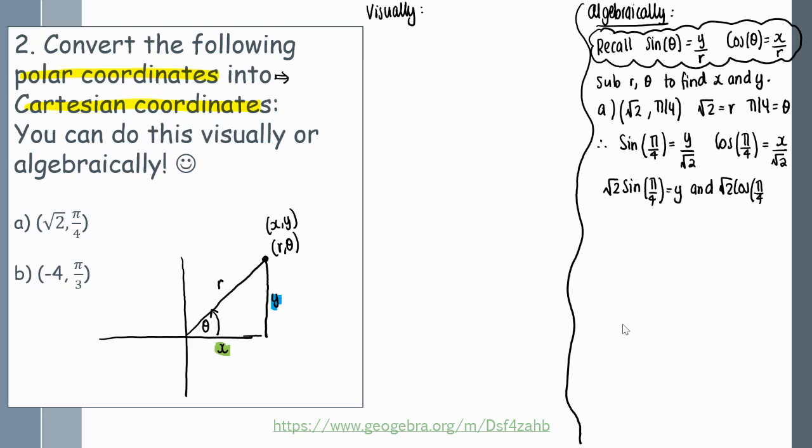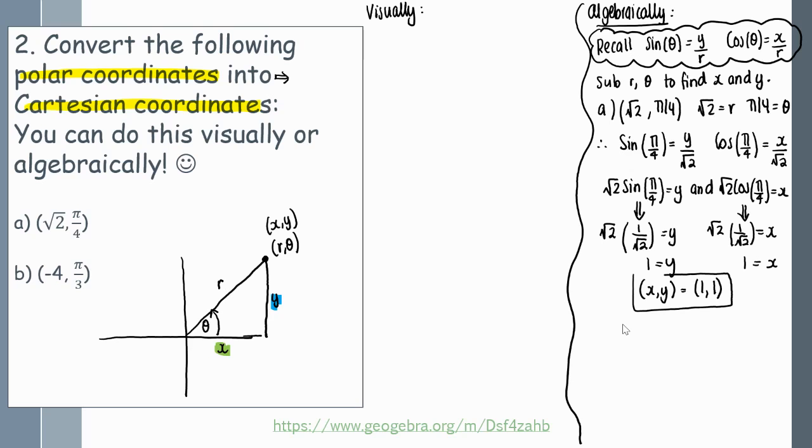So times the root 2 up, and for y we'll have the square root of 2 times sine pi on 4. Now I know that sine pi on 4 is 1 on root 2. So I'll have that y equals root 2 times 1 on root 2. Similarly for cos, I know that cos pi on 4 is again 1 on root 2. So I'll have that x equals root 2 times 1 on root 2. Cancel out the root 2's, I get x equals 1, y equals 1. So my Cartesian coordinate of the point root 2, pi on 4 is equal to 1, 1.